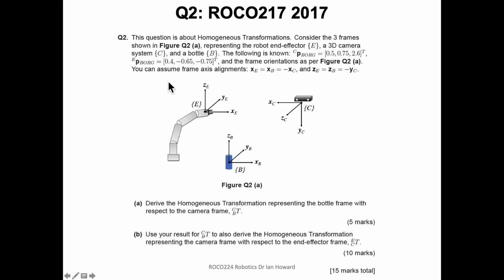And we're also told EP Borg. So we're also told the location of the origin of the bottle frame here in the frame of end effector E. We're also given the fact that there are certain frame alignments. Now we can see most of them, if not all of them, just by looking at the way they've been drawn. First thing we note is bottle frame B and end effector frame E are aligned.